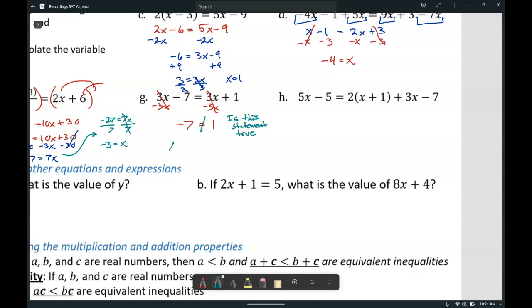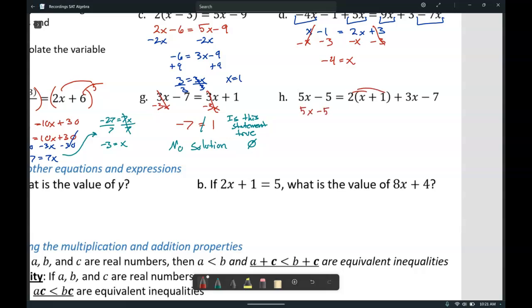What we have is no solution. It does not matter what value we plug in for x, we will never get an answer that works. And then for our last one, let's go ahead and we'll apply distributive property.